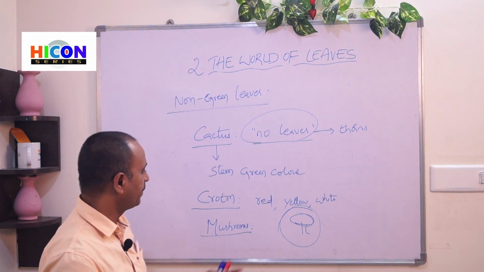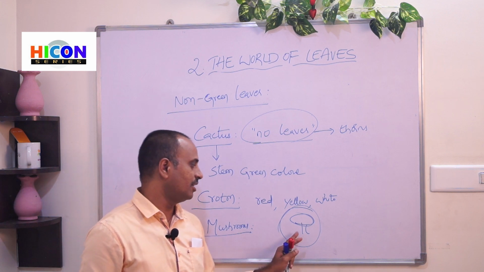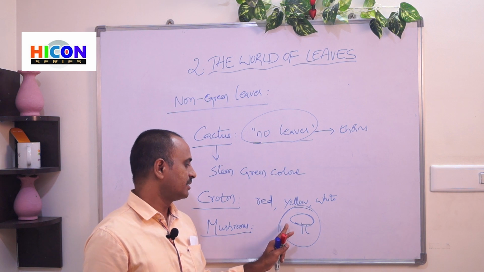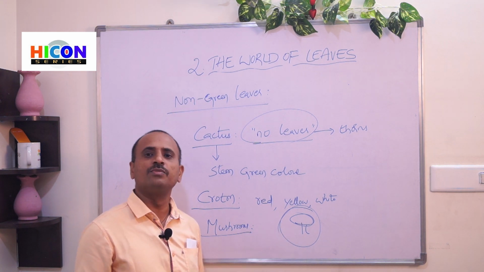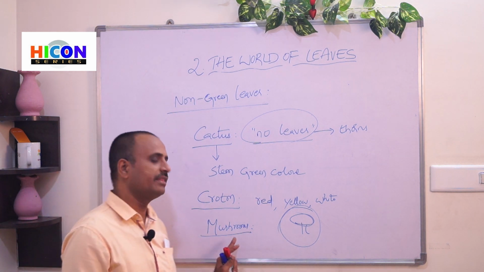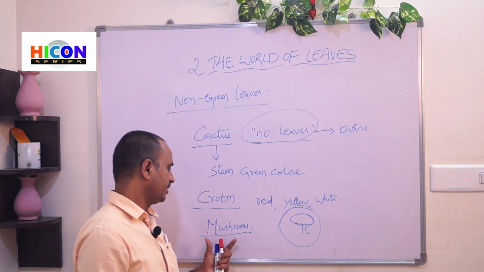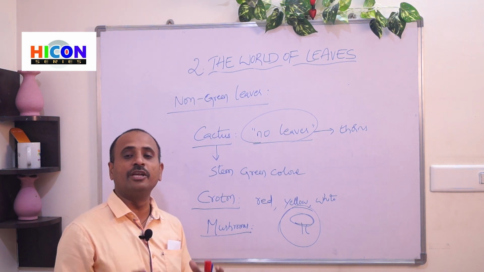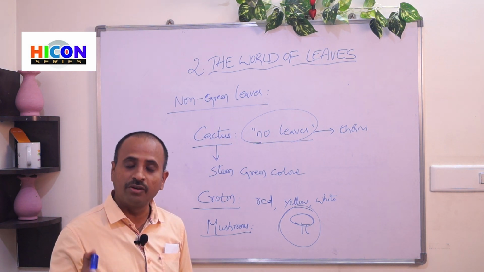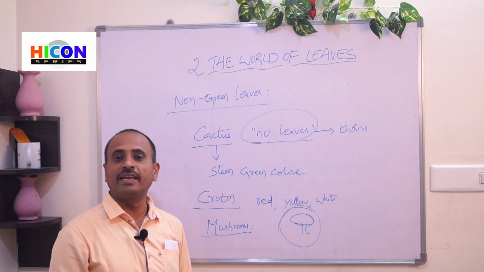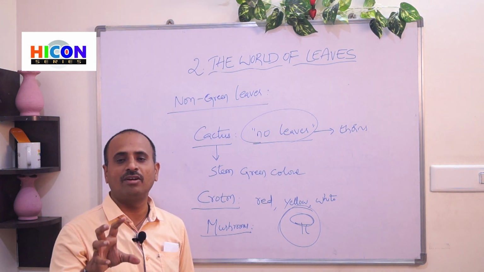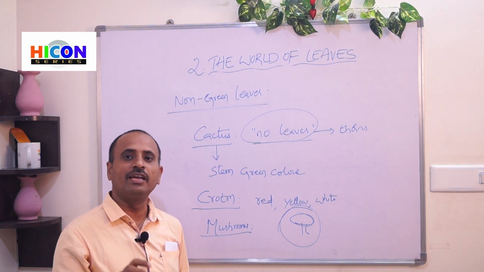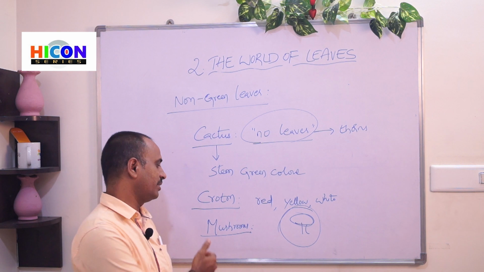Then how can they prepare their food? Since they are not green, there is no chlorophyll in them, and since there is no chlorophyll, mushrooms cannot prepare their food by themselves. That's why they depend on the wood they grow on. Generally, mushrooms are grown on wet wood. They absorb dead organic matter from the wood, and they get the nutrients required for their bodies.